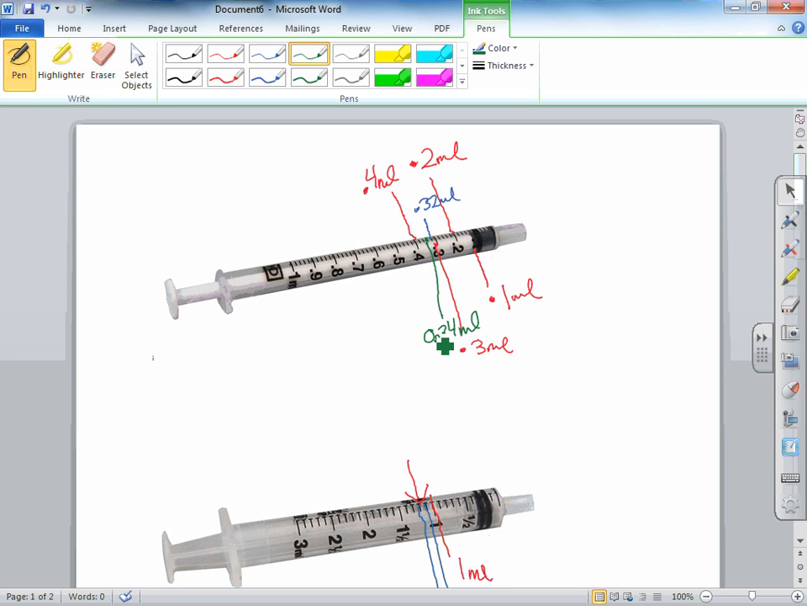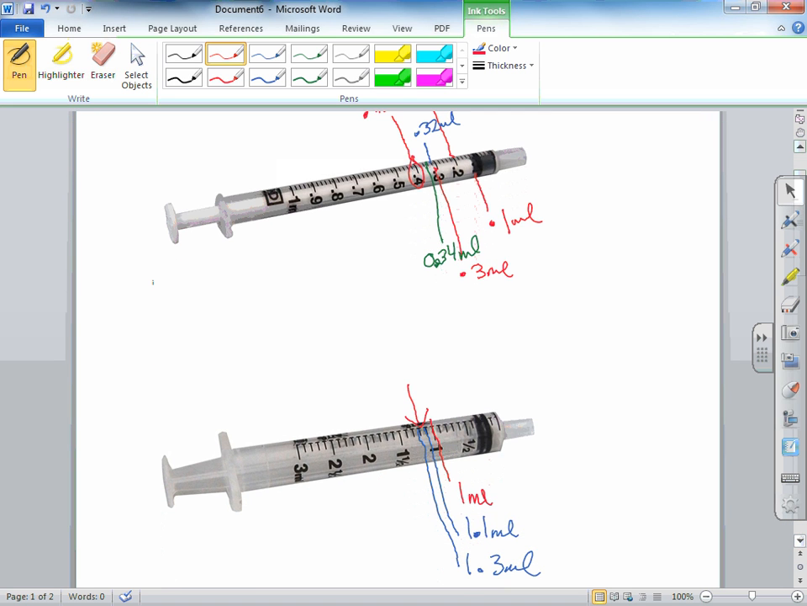After 0.34, you have what? 0.36. Then after that, you have 0.38. After 0.38, you now are at 0.4. All right. So again, a 1 milliliter syringe has increments of 0.02. All right. Turn to page 264.